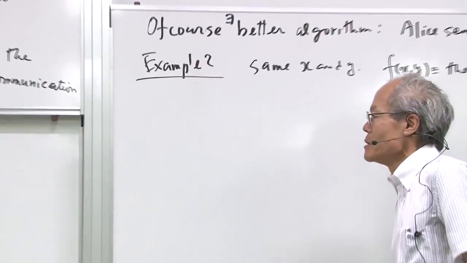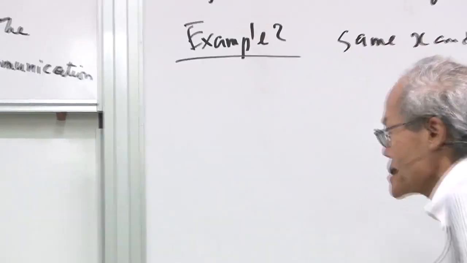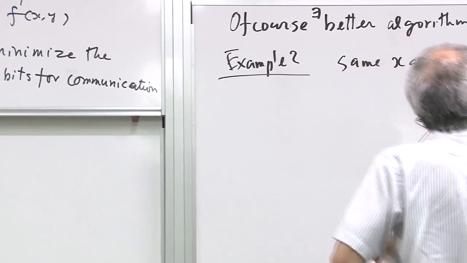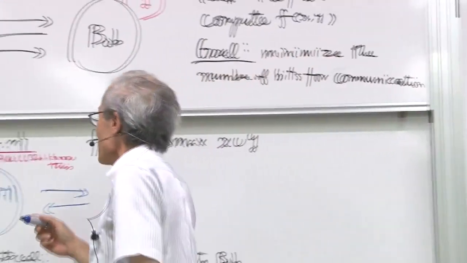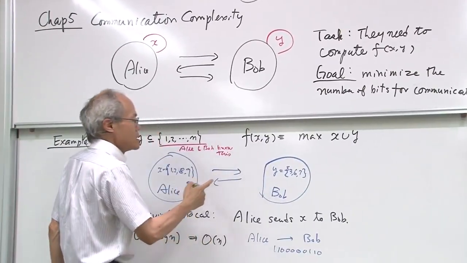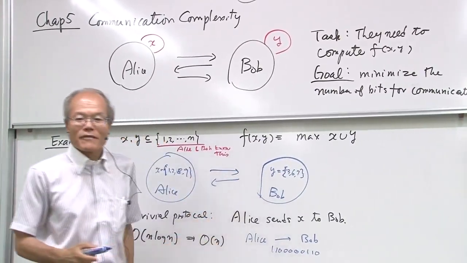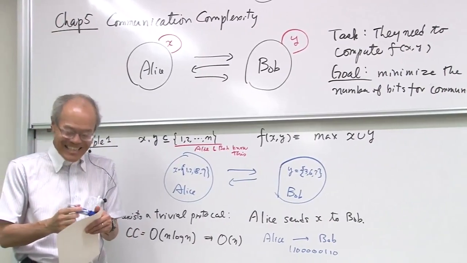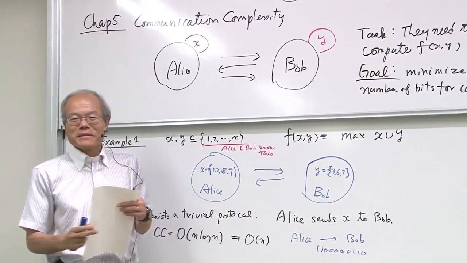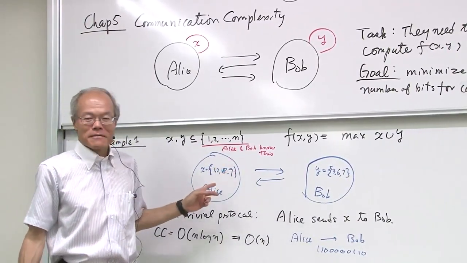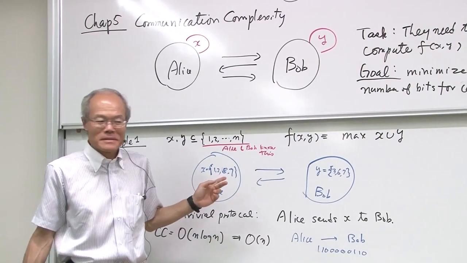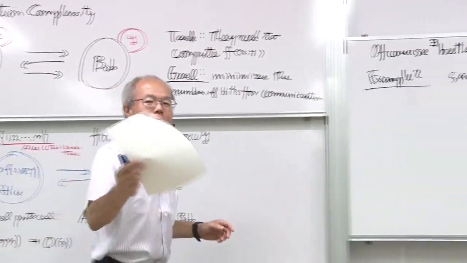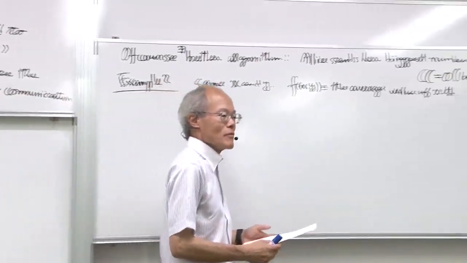So, what is the average value? In this case, the average value of 1, 2, 8, 9, 3, 6, 7, and so on. Anyway, that is a function f. Okay, do you understand the problem? Good. Now, what is your protocol? What is the algorithm?